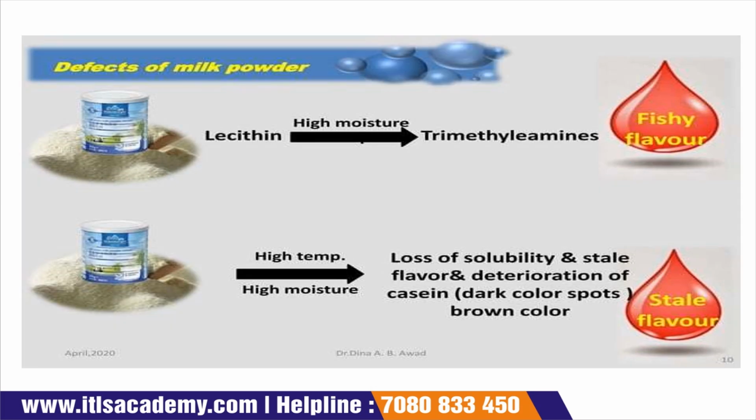Now the next is lecithin present in dry milk powder, which at high temperature is converted into trimethylamine and gives a fishy flavor. Okay, so if we keep the milk at high temperature and high moisture content, then it will lose its solubility and develop a stale flavor, with deterioration of the casein. Dark or brown color spots are also formed, and it gives a stale flavor.